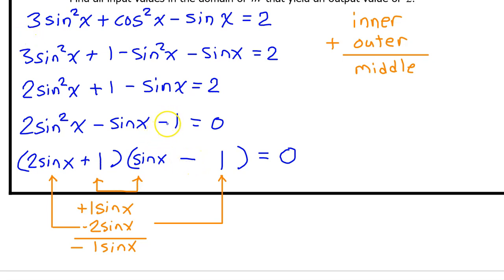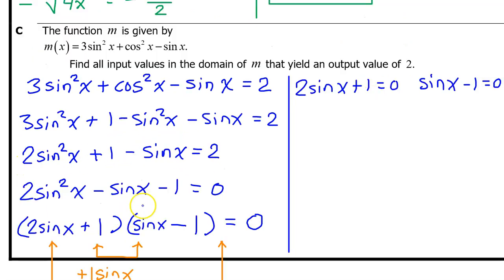Always check one last thing. Make sure you are getting the correct sign on this constant. Positive 1 times negative 1 is negative 1, so we factored it. We can finish solving by setting each of these factors equal to 0 and solving. However, I usually do this in my head.